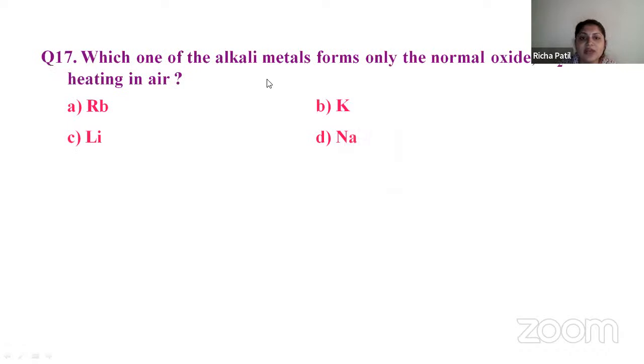Which one of the alkali metals forms only the normal oxide? We had discussed this. Normal oxide means monoxide when it is reacted with air. Yes, it is C, lithium. Only lithium forms the monoxide, while the others form peroxides and superoxides.